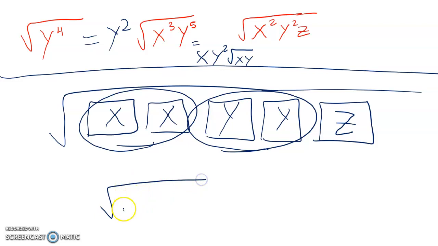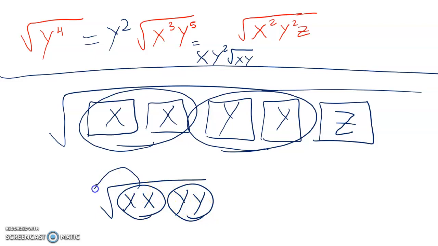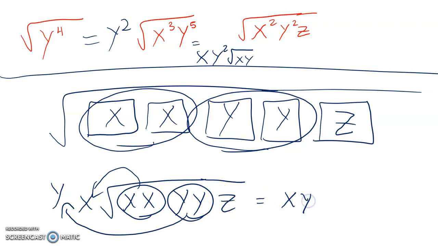So as we've talked about before, the 2 x's come together, and the 2 y's come together to create an x on the outside and a y on the outside of our square root. Well, x times y, we can't really combine those together, so we're just going to write xy. We don't even need to write a multiplication symbol there. Since the z is only a single z, we leave it underneath our square root. So what that tells us is that the square root of x squared y squared times z is going to be xy times the square root of z.